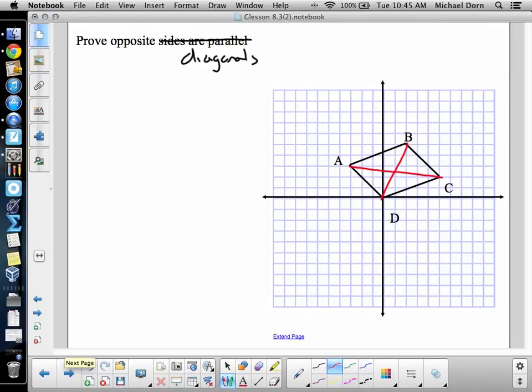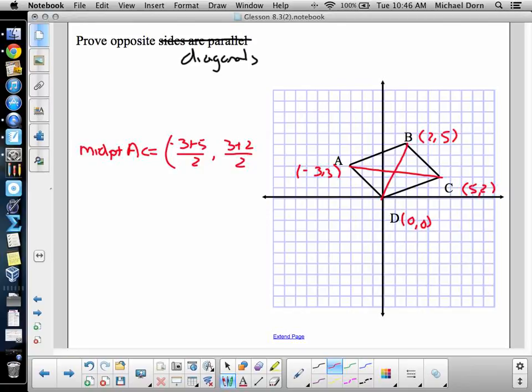Remember, A is at negative 3, 3. D is at 0, 0. C is at 5, 2. And B is at 2, 5. So I could say midpoint of AC is x plus x, negative 3 plus 5, over 2, y plus y, 3 plus 2, over 2, which would be 2 over 2, 1, 5 halves.